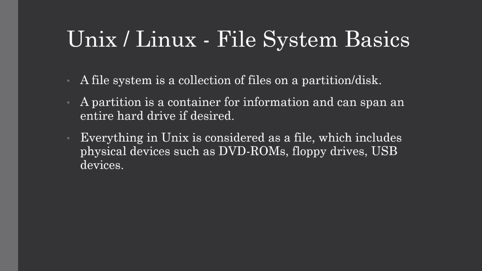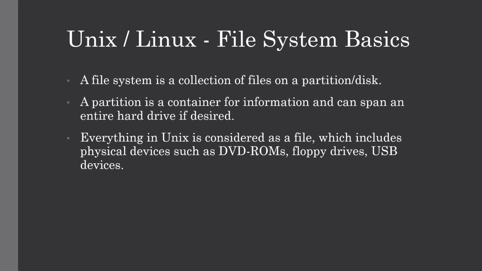A file system is nothing but a logical collection of files on a partition or a disk. A partition is a container for information and can span the entire hard drive if required. Our hard drive can have various partitions, which usually contain only one file system. One file system per partition allows for the logical maintenance and management of differing file systems.